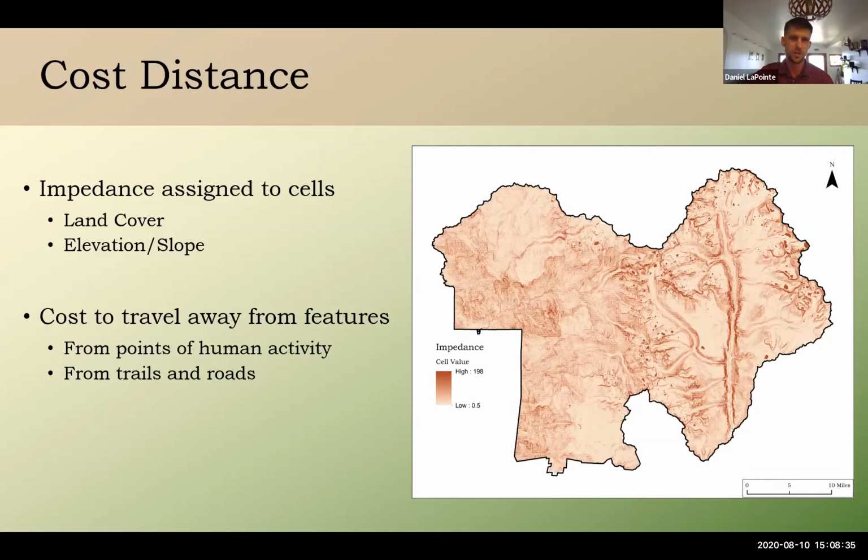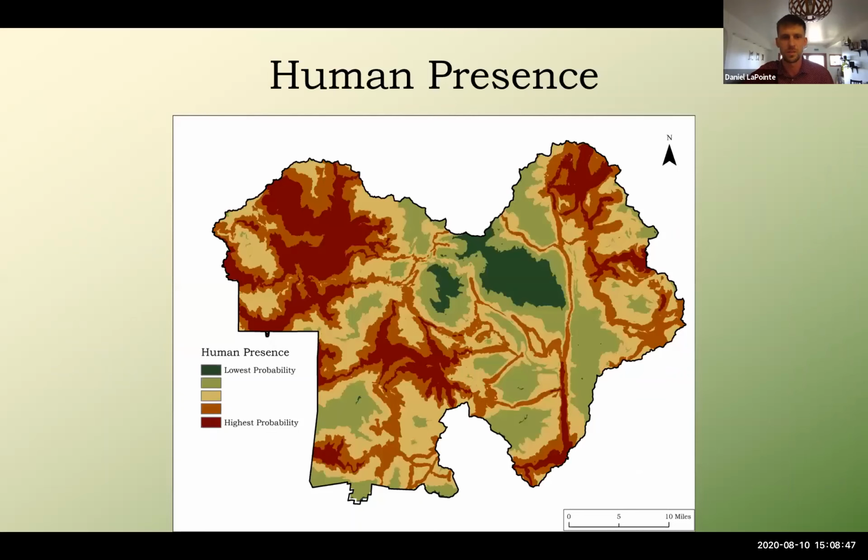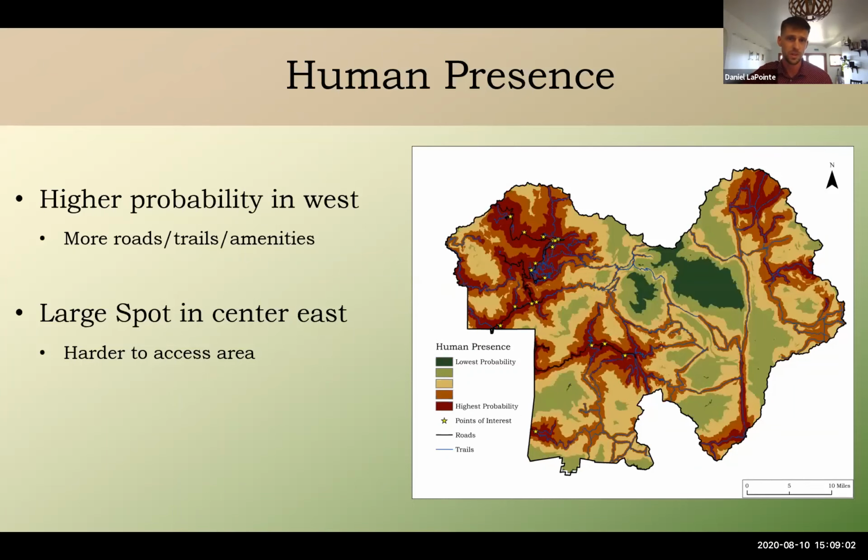This is because humans generally follow a path of least resistance, and therefore this is relatively effective at modeling the likelihood of human presence. And so that map looks like this, and you can see that in the western portion of the park, there's a large block, kind of northwest, of high probability of human presence. And if we look at this map here, we see that's because the vast majority of the roads and the amenities in Sequoia National Park are found over in that western portion.